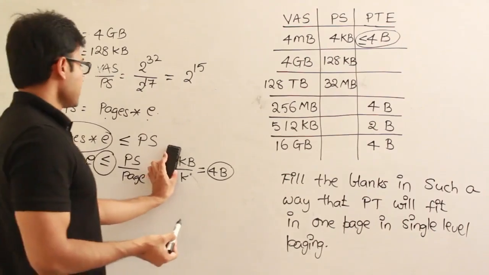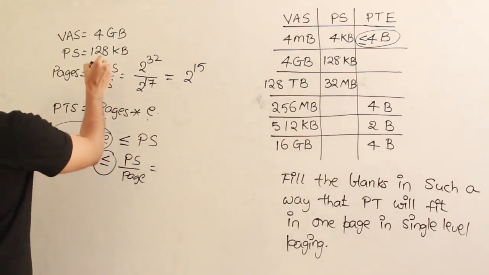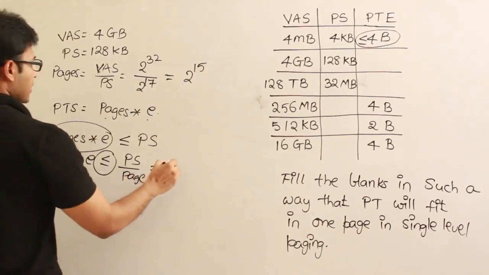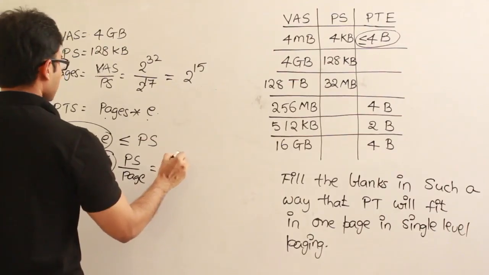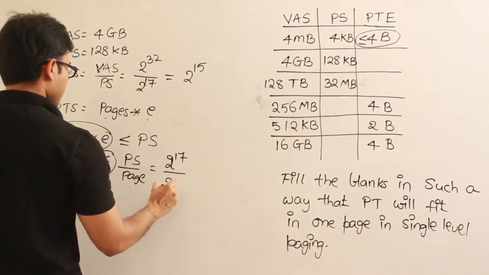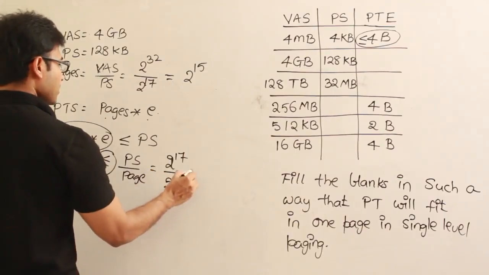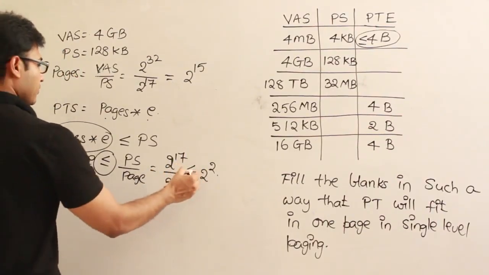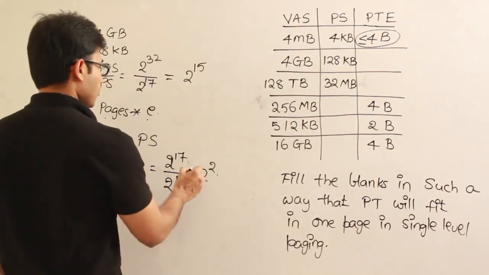But here the page size is different. What is the page size here? The page size is 128 KB, which means 2 power 17 divided by page table entry size is pages are 2 power 15. Then how much do we get? 2 power 2, which is 4, right?